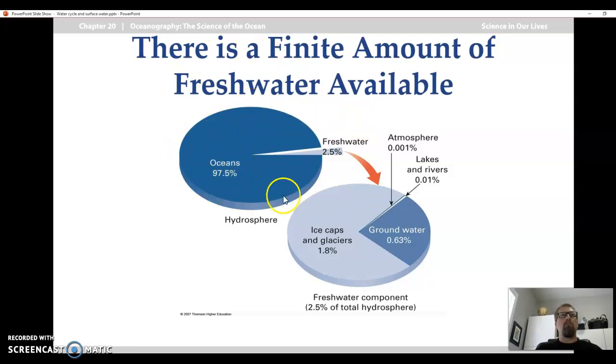Looking at the amount of water on our planet, only 2.5% of the water available to us is fresh water. Of that, going to the smaller pie chart, a lot of that is locked up in ice caps and glaciers, and we would like to keep it that way, right? It's hard to get ice back into those ice caps after it melts, so we try to keep it there. 0.63% of that 2.5% is groundwater, and we do tap into that. And then we have some in the atmosphere and some in lakes, rivers, reservoirs, and things of that nature.